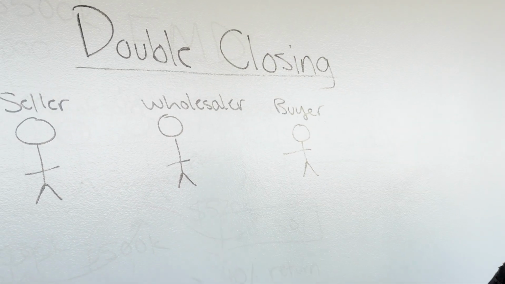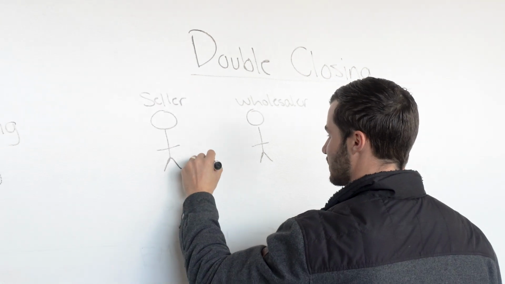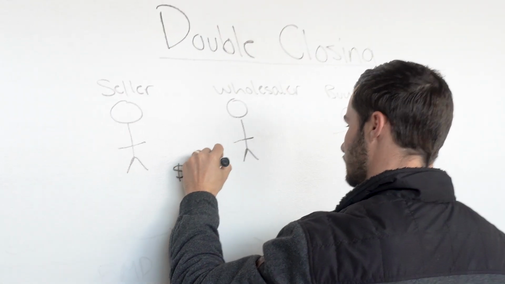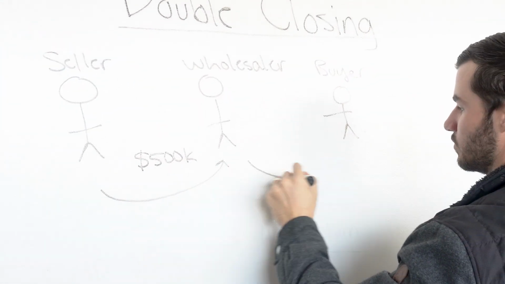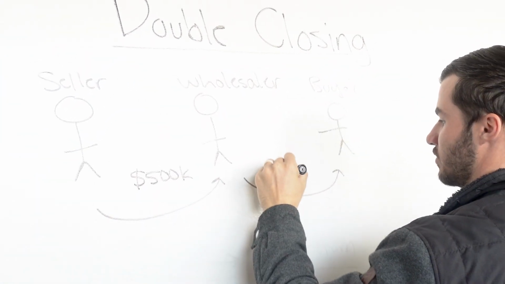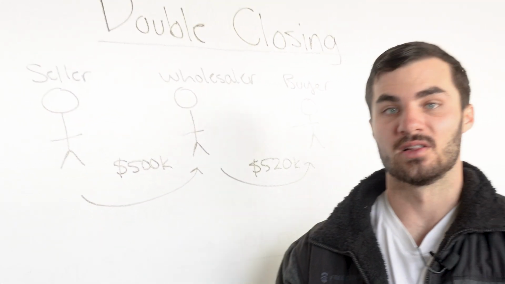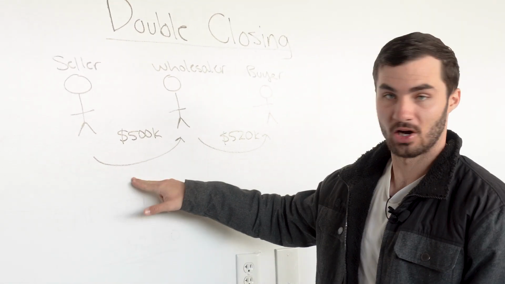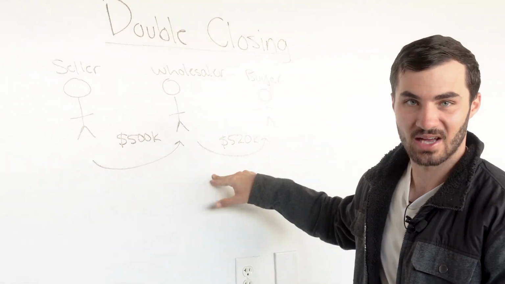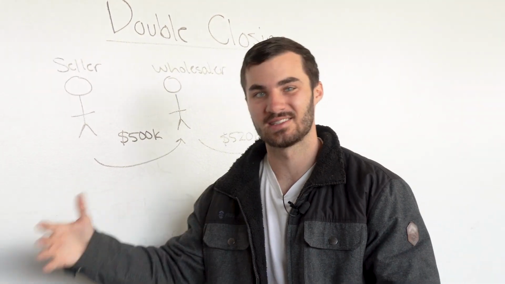Now, how do these transactions work? Well, in the exact same way as the last one, right? We had the seller selling this property for $500,000, and the wholesaler got that contract. And then the wholesaler was selling the property to the end buyer for $520,000. We just talked about that. And in the last example, they bought that property with the contract, and then they assigned that contract to the buyer. That is wholesaling. That is an assignment.